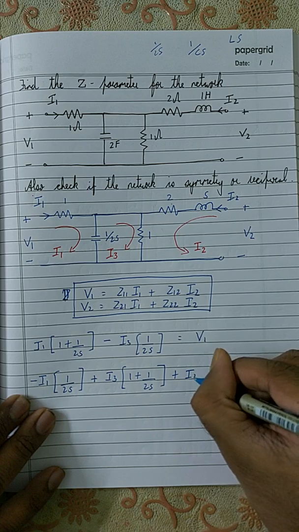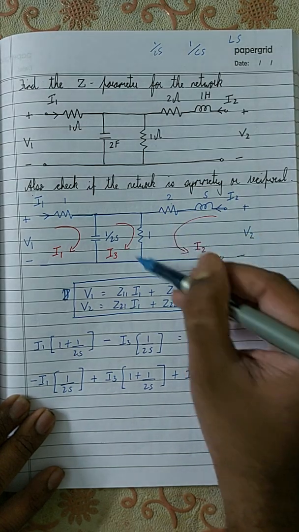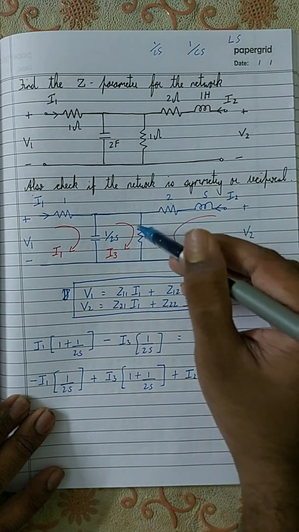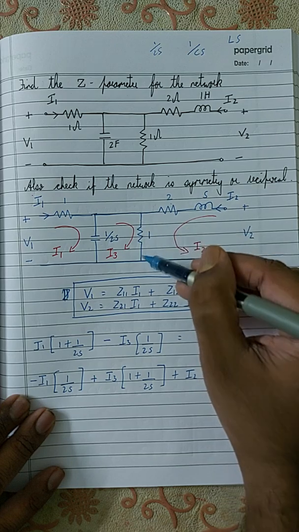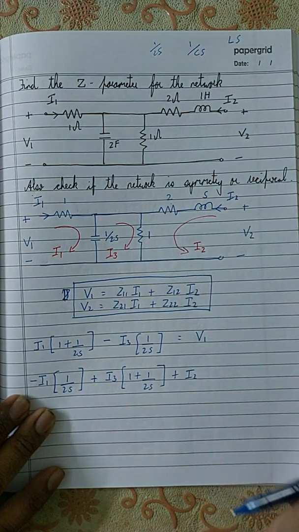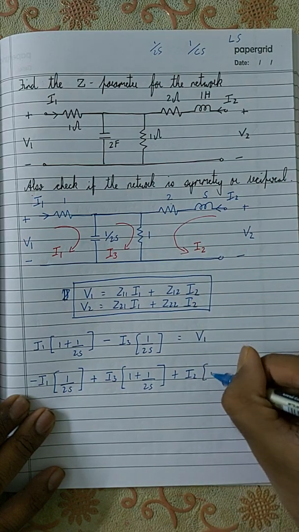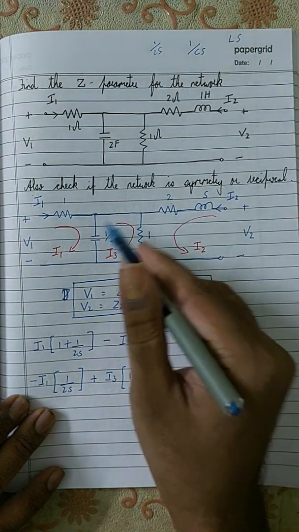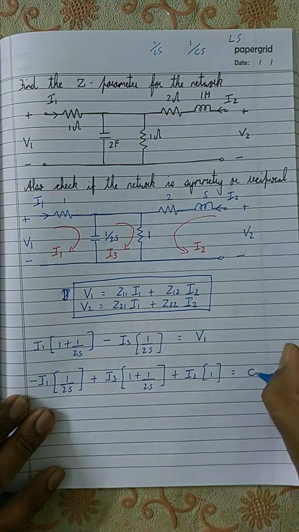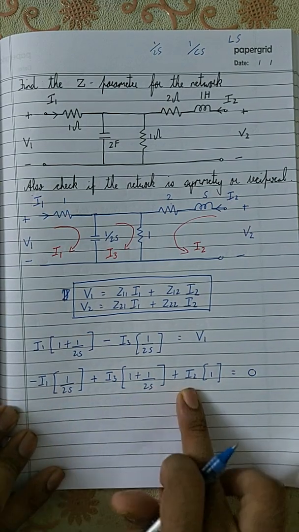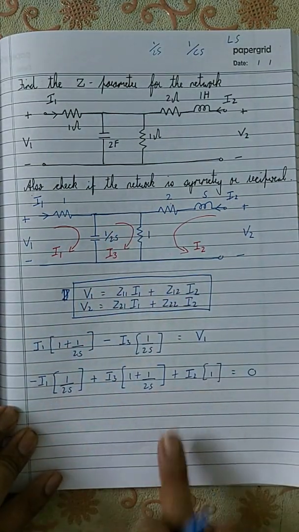Why it is plus I2 is because I2 is also flowing in the same direction as I3. See, both of them are going from top to bottom. That is why I2 is also positive, and I2 is touching only this element, so I2 into 1 is equal to, there is no voltage source anywhere over here, so it's equal to 0. So this is the mesh 3, or the middle mesh, equation.